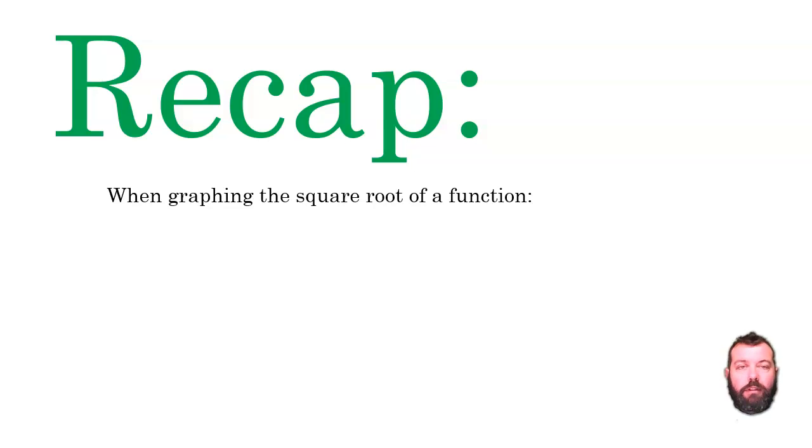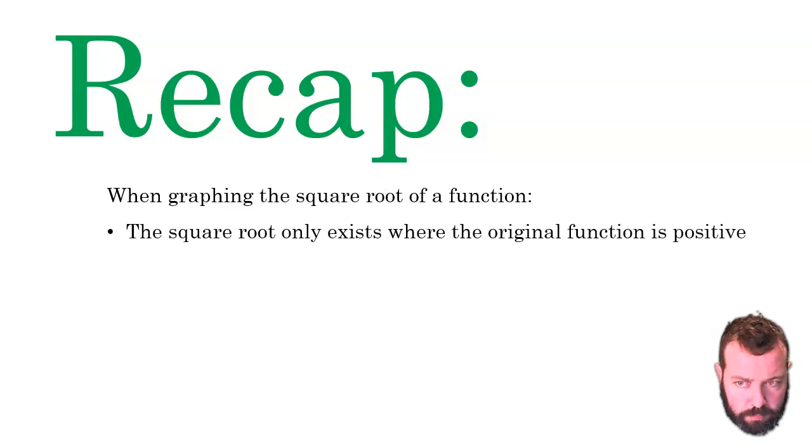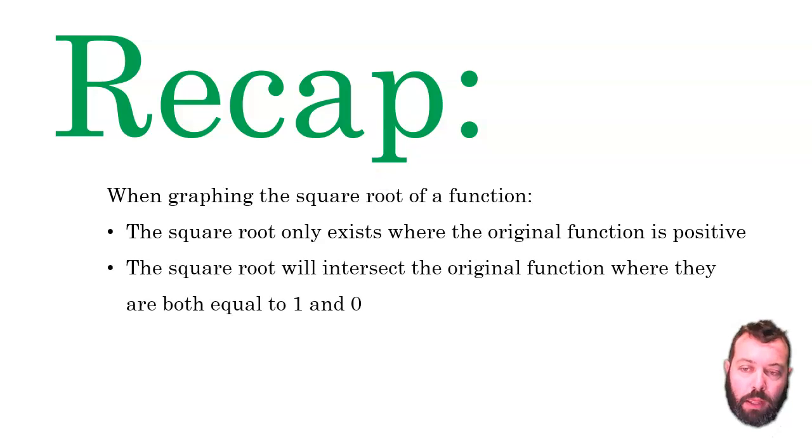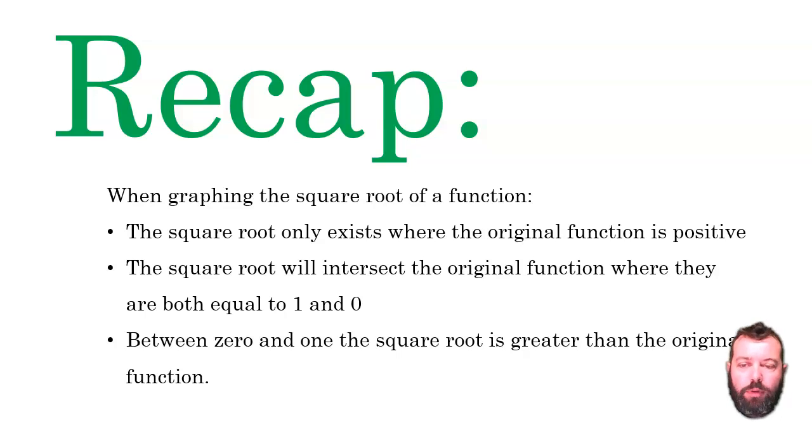Okay, that's kind of it. Graphing the square root of a function. Keep in mind, square root only exists where the original function is positive. So there might well be some serious restrictions on the domain. The square root will intersect the original function where they're both equal to 1 or to 0. The square root of 1 is 1, square root of 0 is 0. Those are the only two numbers where that's true. And between 0 and 1, the square root will be greater than the original function.